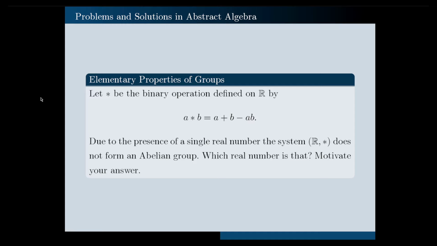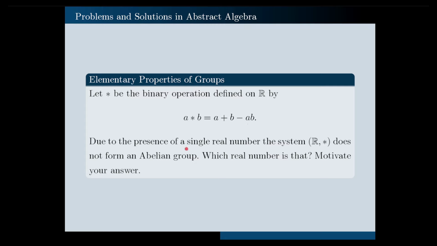Hello, in this video I'm going to solve the following problem for you on the topic of elementary properties of groups. Let star be the binary operation defined on R by A star B equals A plus B minus AB.